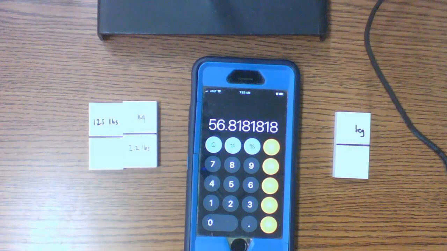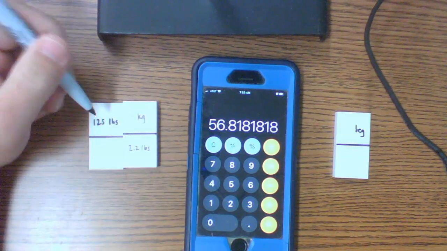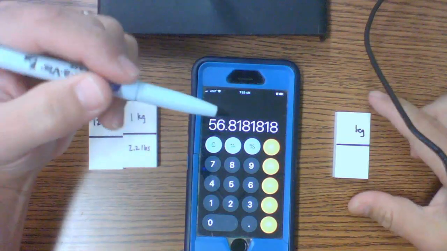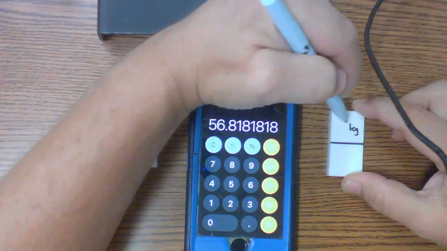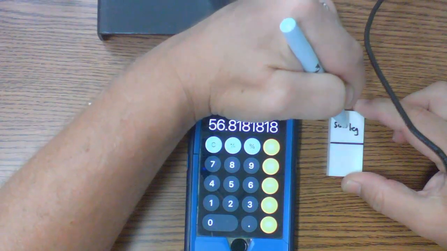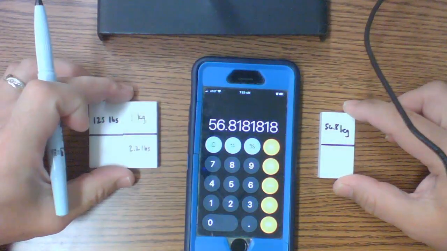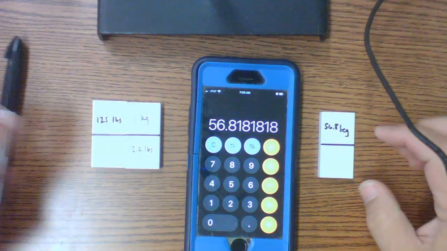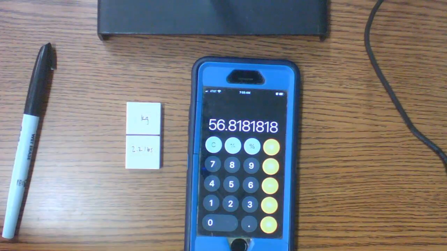That gives me my answer of 56.8. Let's double check to see. I've got 3 digits, so I'm going to keep 56.8 kilograms. So there's my answer for that one. So pretty easy, one domino shift. Let's try one more in the mass range.